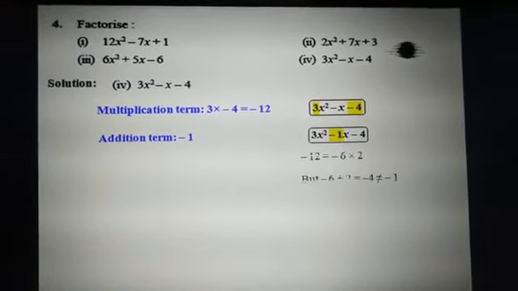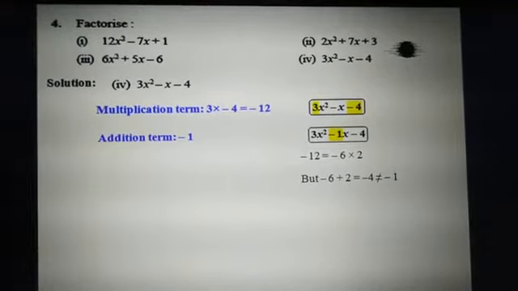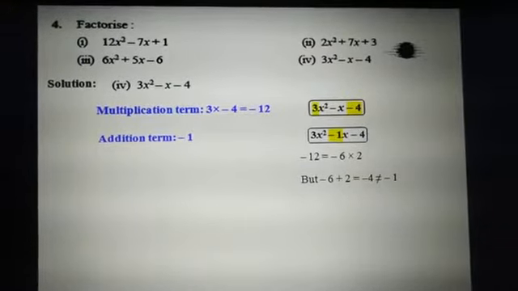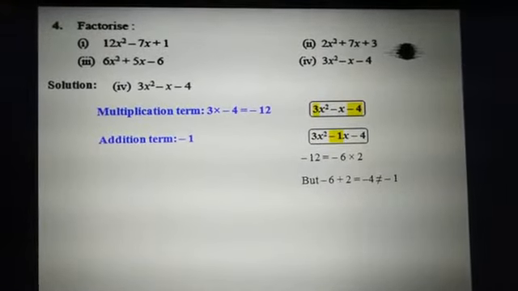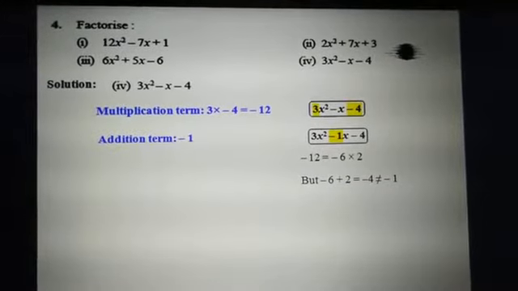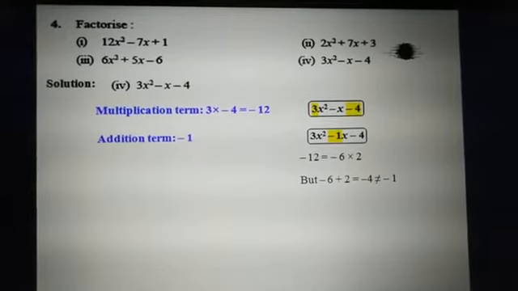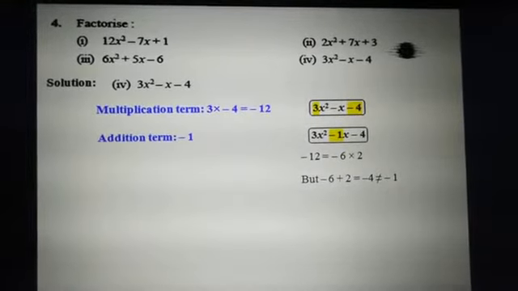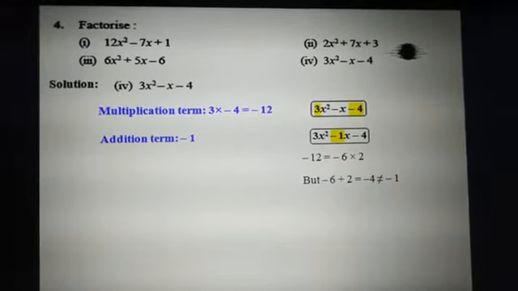Here I have two numbers, minus 6 and 2. So when we multiply minus 6 and 2, you will get minus 12. So the multiplication term came. But minus 6 plus 2, you will get minus 4, that is not equal to the addition term, that is minus 1. So this is wrong.